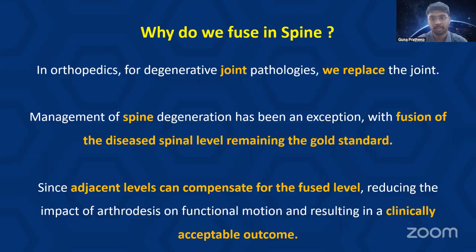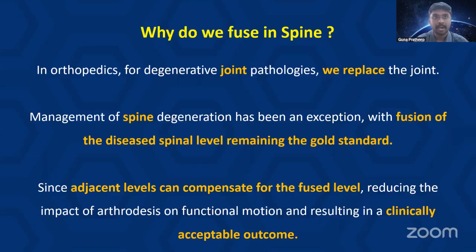But why do we choose to even fuse our spinal segments considering the biomechanics? In fact, we orthopedicians treat degenerative joint pathologies like a knee joint or ankle joint and choose arthroplasty instead of a fusion procedure, like total knee replacement, total hip arthroplasty. Whereas in spine, we tend to do otherwise, like we fuse the spinal segment and it has remained the gold standard. Why does this happen?